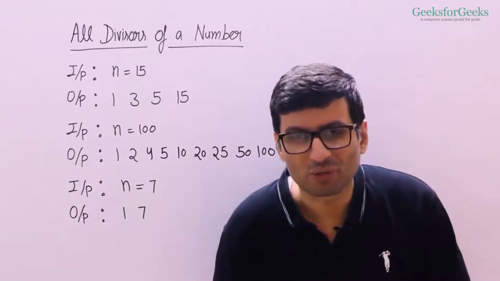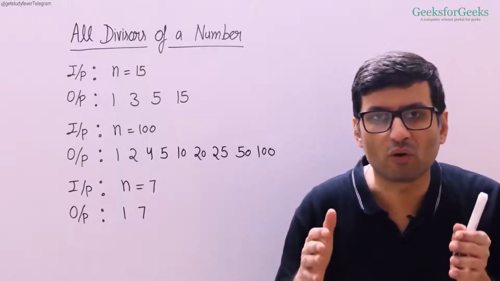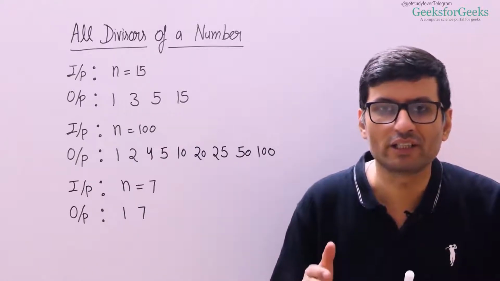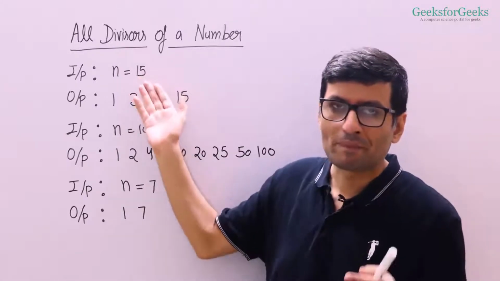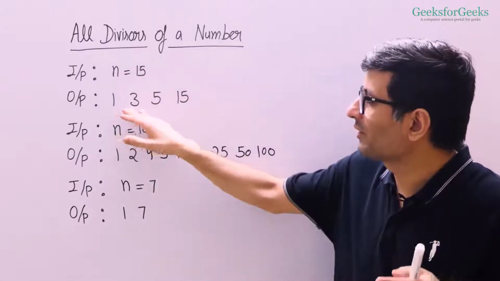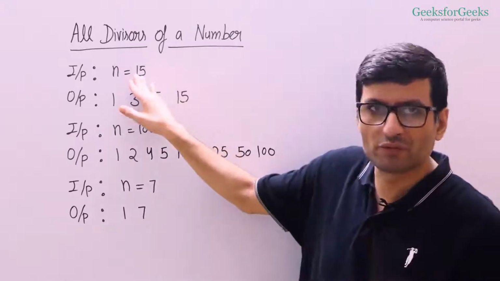Let us talk about this problem. We are given a number n. We need to print all divisors of this number n in increasing order. For example, the number is 15. Its divisors are 1, 3, 5 and 15. These are the numbers that equally divide 15.